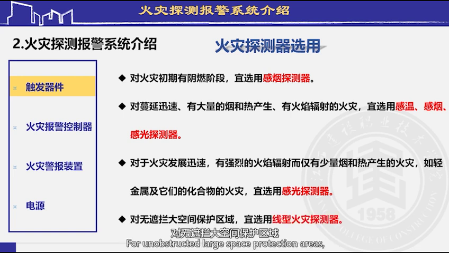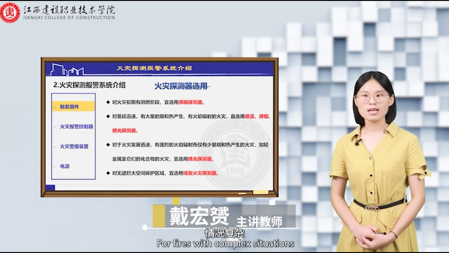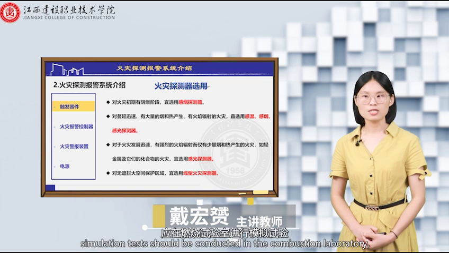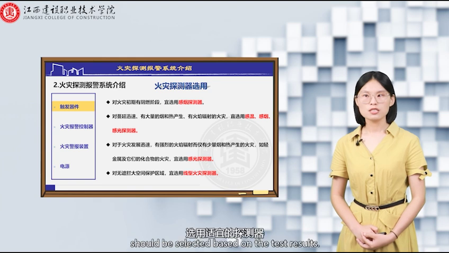For unobstructed large space protection areas, it is advisable to use linear fire detectors. For fires with complex situations or unpredictable fire formation characteristics, simulation tests should be conducted in the combustion laboratory, and appropriate detectors should be selected based on the test results.